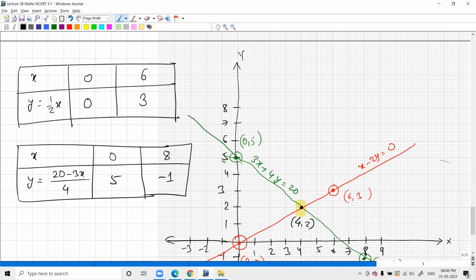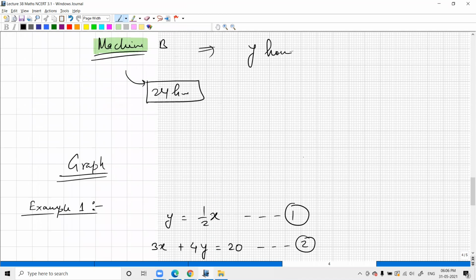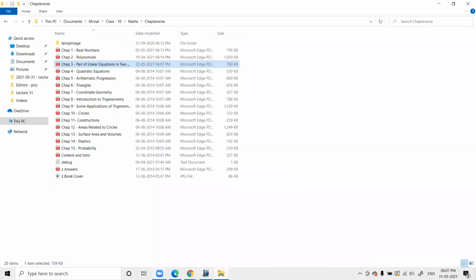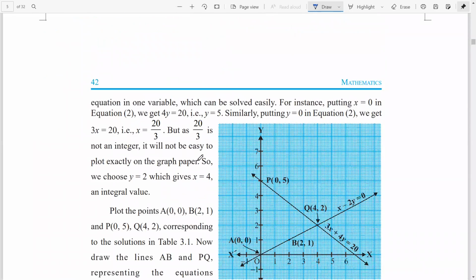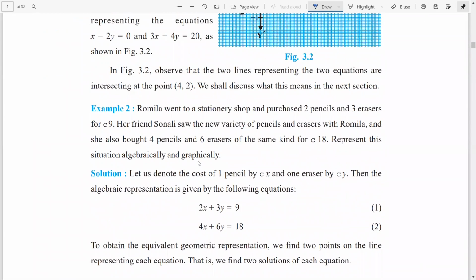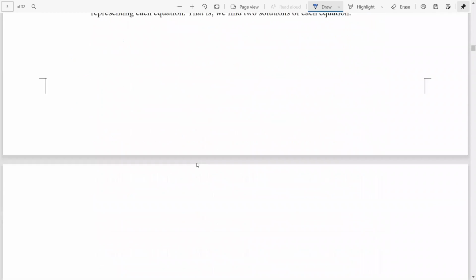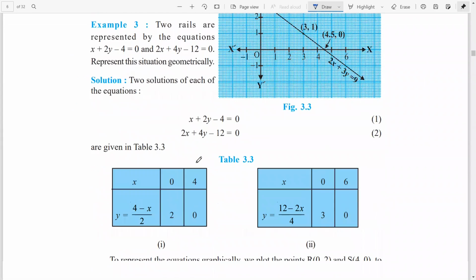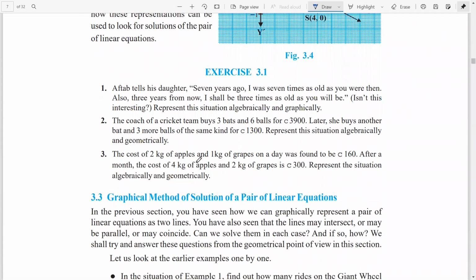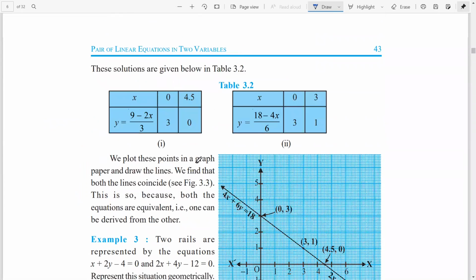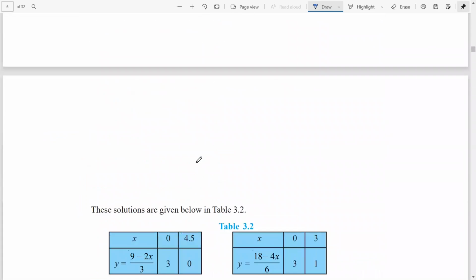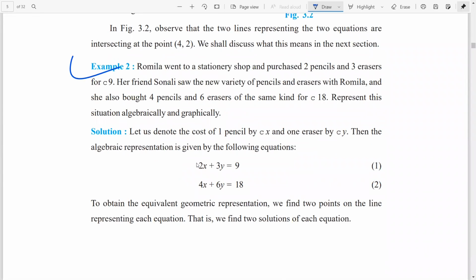Okay, so fine then. The remaining problems from the exercise. Let's see, we have more examples. There is example 2, 3, and then these 3 questions. So this is your homework: example 2, 3, and the 3 questions from the exercise. You will try to do this at home. Even though the question says only represent them graphically, you will also find out the solution and write it down, okay?